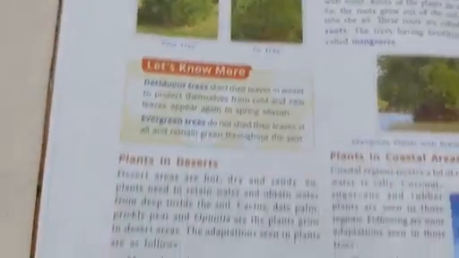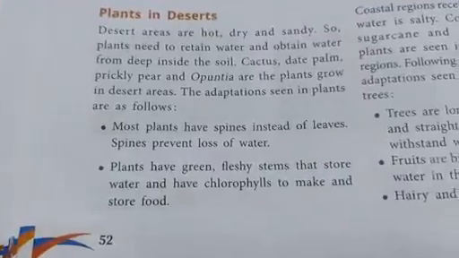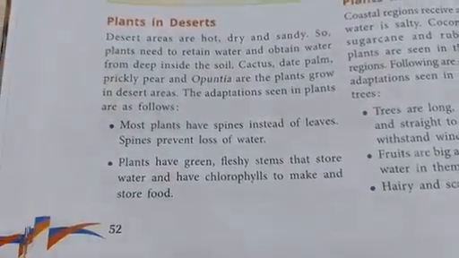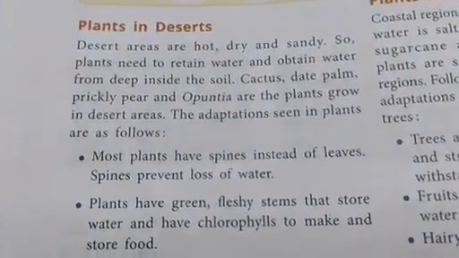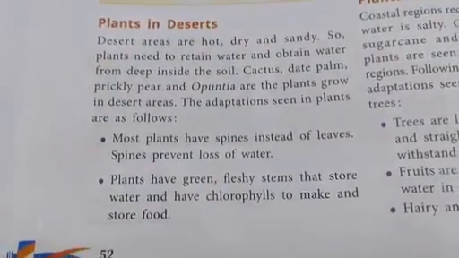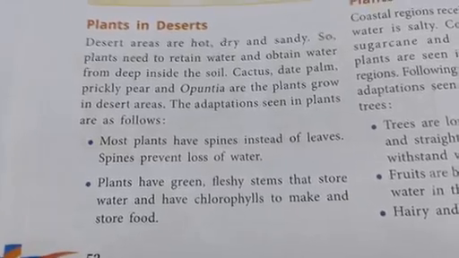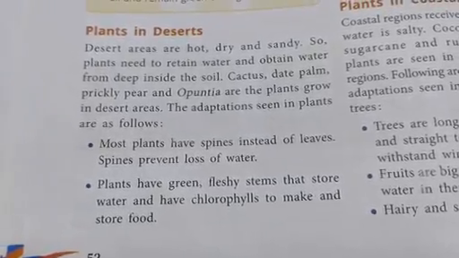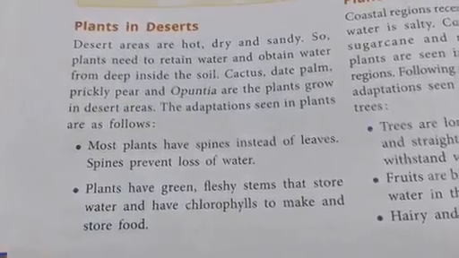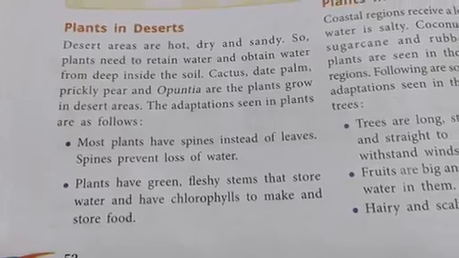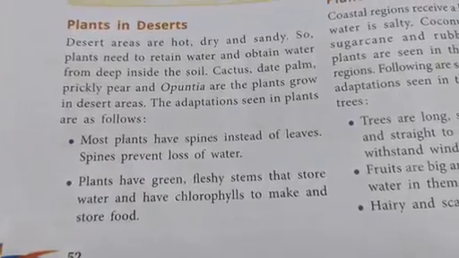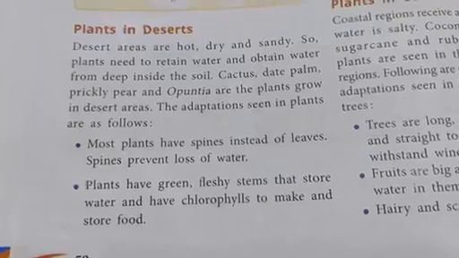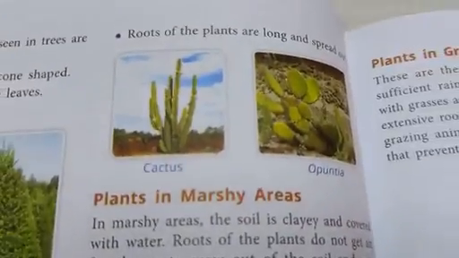Next, let us see plants in deserts. From the name itself, you know, children, deserts are very hot and dry. Desert areas are hot, dry and sandy. Due to this climate, plants need to absorb lots of water from deep inside the soil. Cactus, date palm, prickly pear and opuntia are the plants that grow in deserts.